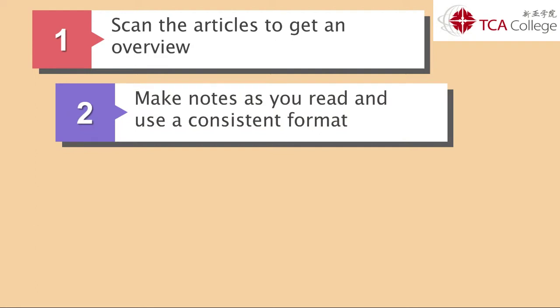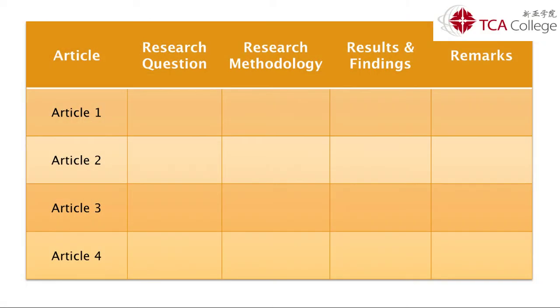Make notes as you read and use a consistent format for your notes. You might wish to use a table with columns documenting details like the research question, the research methodology, the results and findings, and important remarks. Now, you should also record down any other significant details. If you find a notable quote which you might want to use, record down the page number so that you can cite it later.